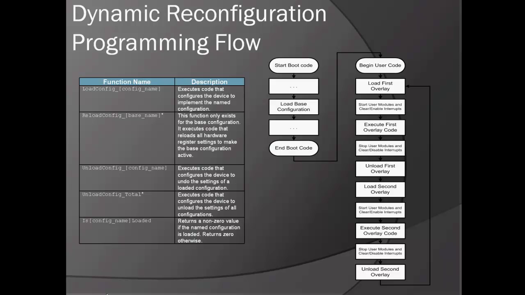Below is a list of all the dynamic reconfiguration application programming interface and an example flowchart of a dynamic reconfiguration design. The important thing to note is that before unloading a configuration, all of the associated user modules should be disabled and their associated interrupts should also be disabled. Directly after loading a configuration, the user module should be enabled, all pending interrupts should be cleared, and the user module's interrupts should be enabled. Doing this will ensure a smooth transition between overlays. Again, for more detailed information, consult AN2104.